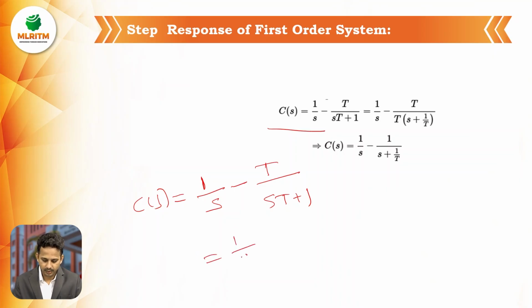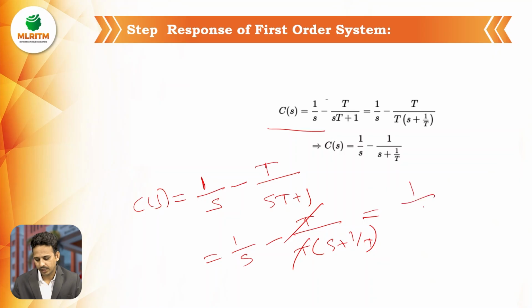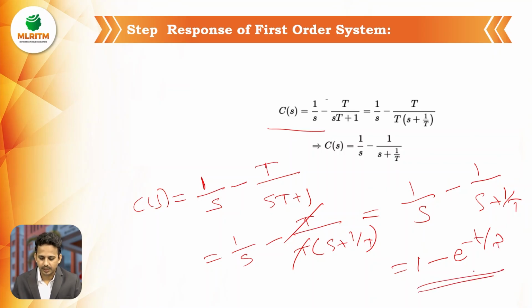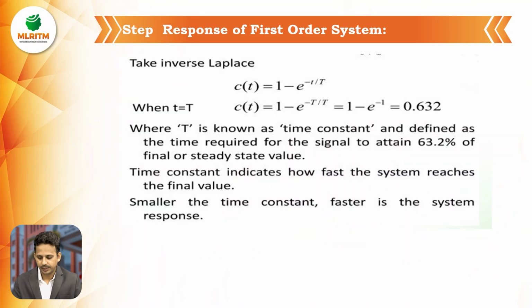So this is 1 by S minus... I am taking T as common. So T by T into S plus 1 by T. T cancels: 1 by S minus 1 by S plus 1 by T. Then I have to apply the inverse Laplace transform. The inverse Laplace transform of 1 by S is 1. The inverse Laplace transform of 1 by S plus 1 by T is e power minus T by tau. Tau is T. So this is the step response of a first order system: 1 minus e power minus T by tau.